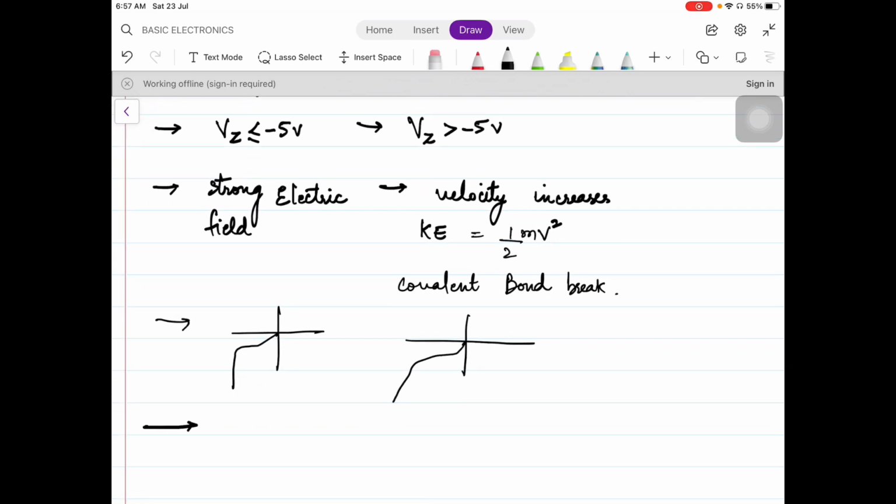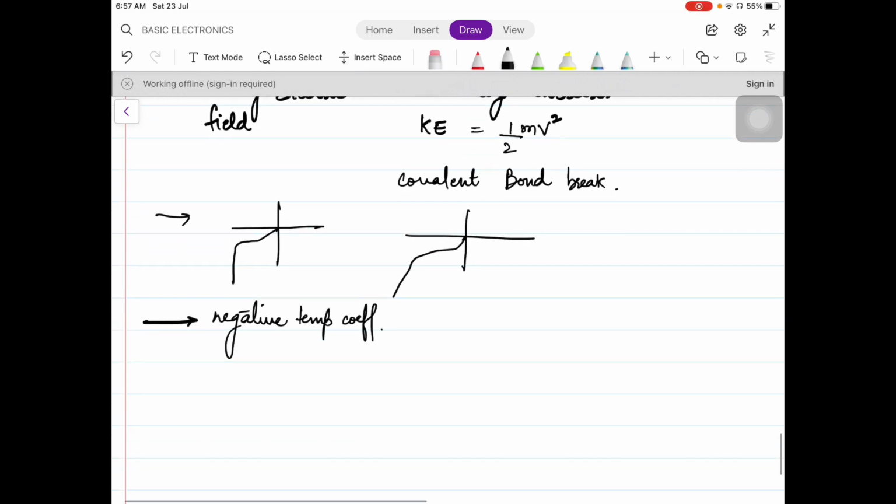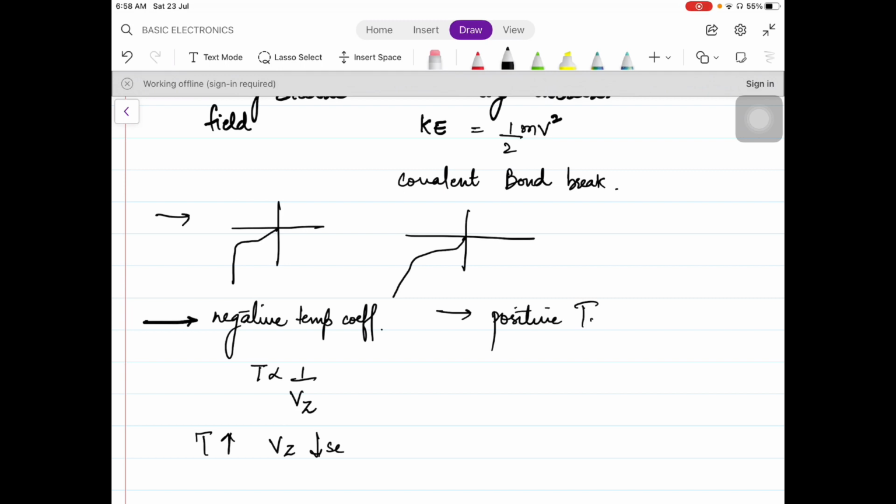The last difference is that Zener breakdown has a negative temperature coefficient. When the word negative comes, that means inversely proportional. And what is inversely proportional? Vz, that means the breakdown voltage is inversely proportional to temperature. As temperature increases, breakdown voltage will decrease. In the case of avalanche breakdown, it has a positive temperature coefficient. That means the temperature and breakdown voltage are directly proportional. That means as temperature increases, breakdown voltage will also increase. So this is the difference between Zener and avalanche breakdown. Alright, now let us move on to the Zener diode.